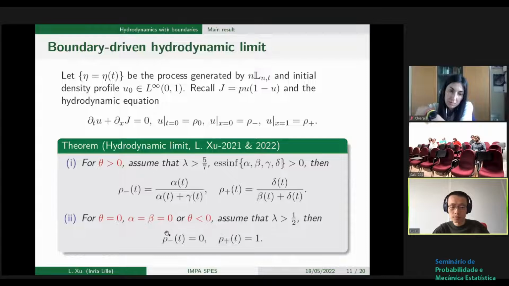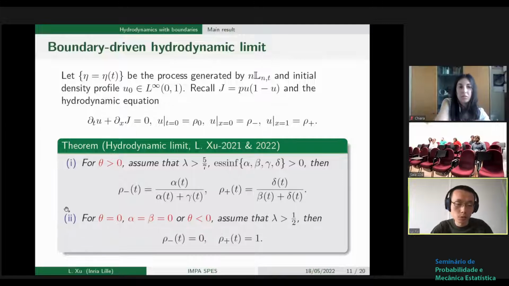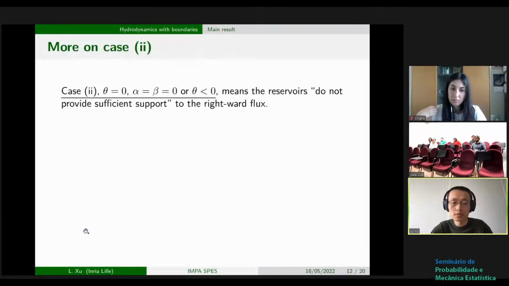So in this case, I get the boundary condition rho minus is 0, rho plus is 1. And for the slow boundary case, we get the same thing. Okay, so this is the result. And I would like to say something more about this degenerate case.